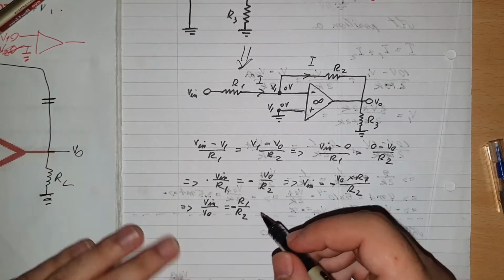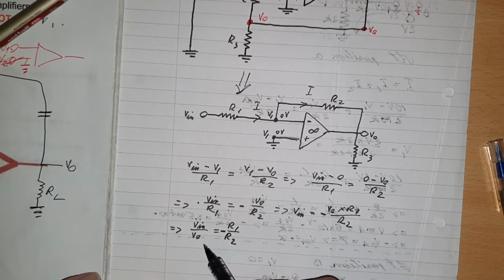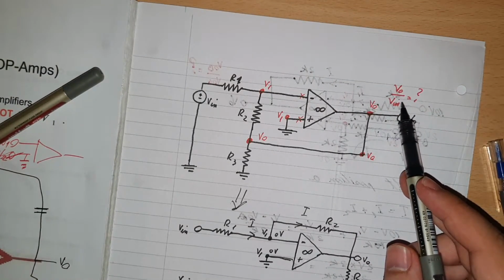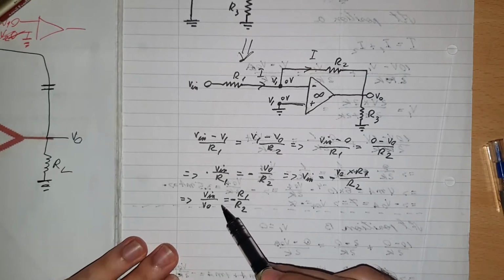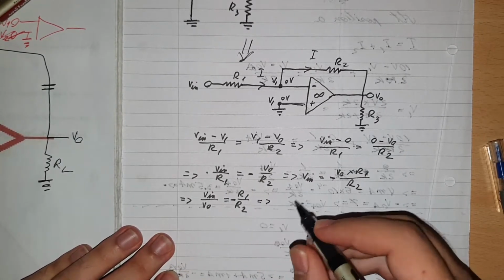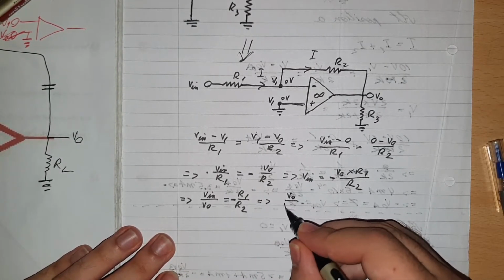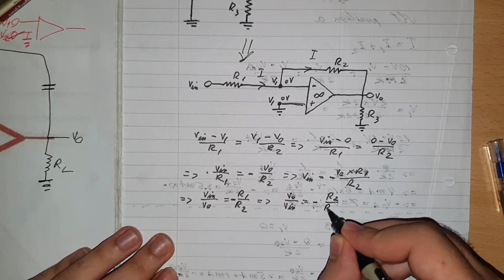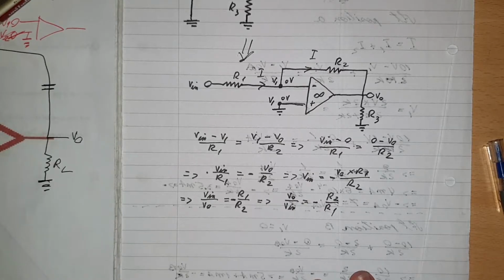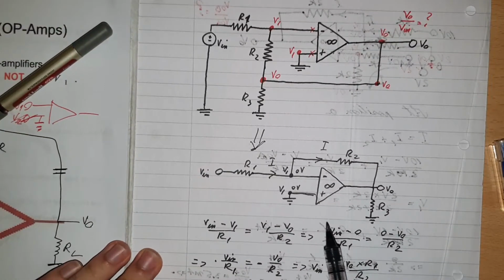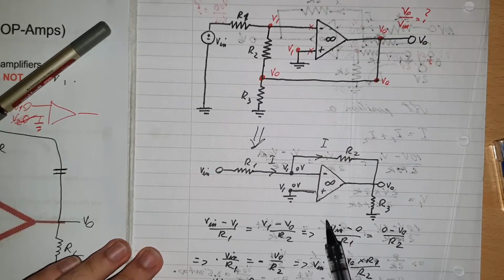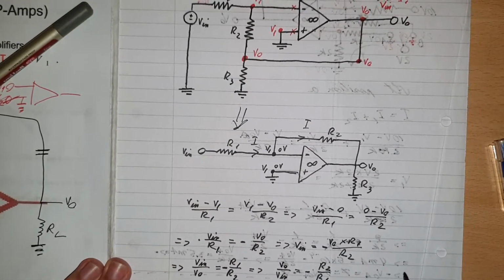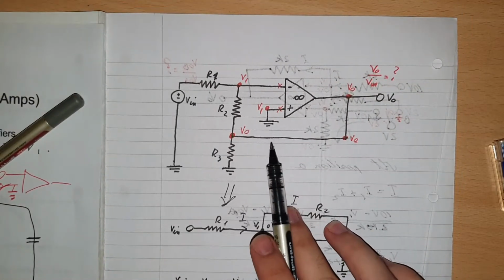Okay, but we don't want V in over V out. This is wrong, we want V out over V in. That's usually the way that we do it for the gain. So we can just flip them around. We can say that therefore V out over V in is equal to minus R2 over R1. So this is the answer for our problem. It's a simple inverter circuit, the very basic kind. Anyway, that's the answer for this type of circuit.